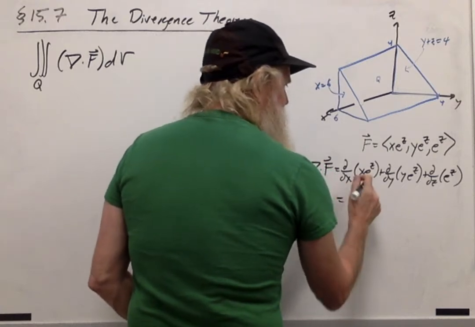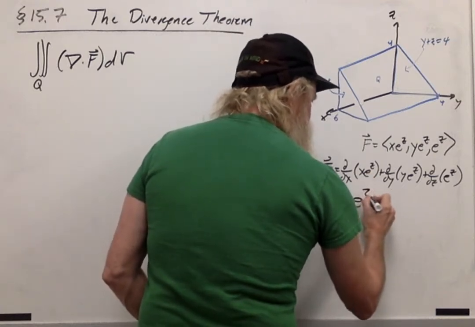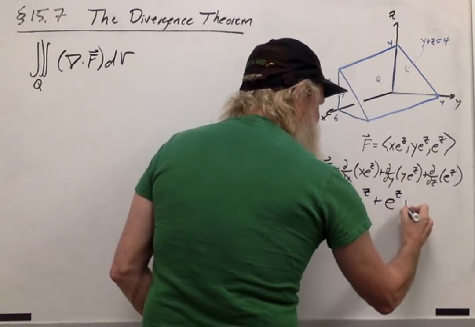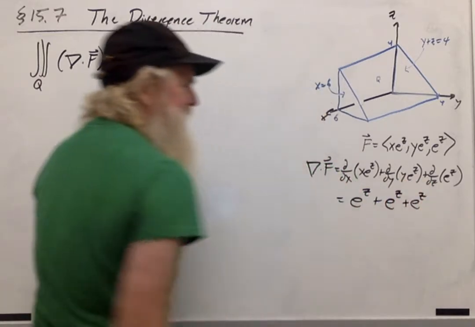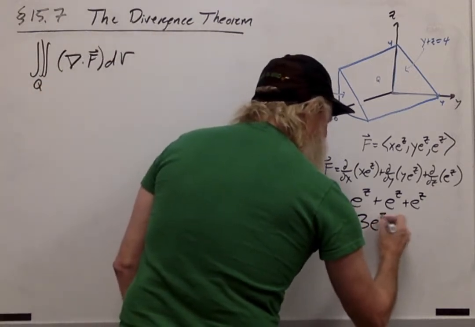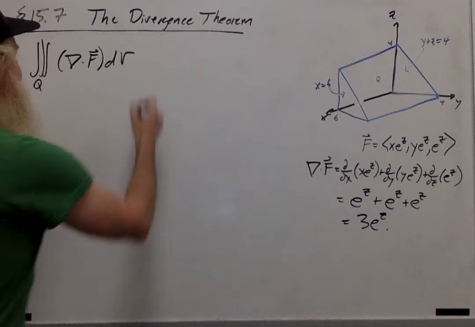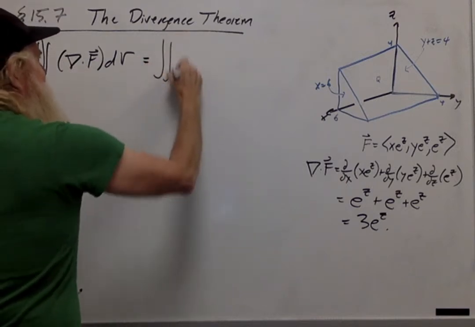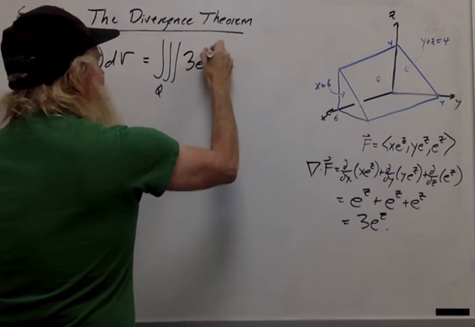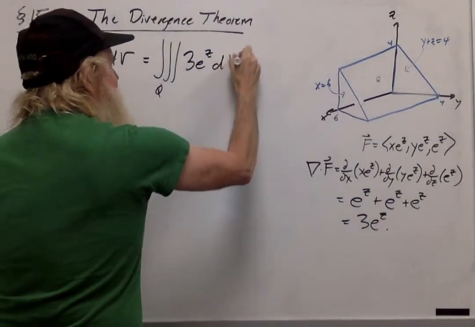The derivative with respect to x of x e to the z is e to the z. The derivative with respect to y of y e to the z is e to the z. And the derivative with respect to z of e to the z is e to the z. So the divergence is 3 e to the z. So we're trying to find the triple integral over Q of 3 e to the z dV.